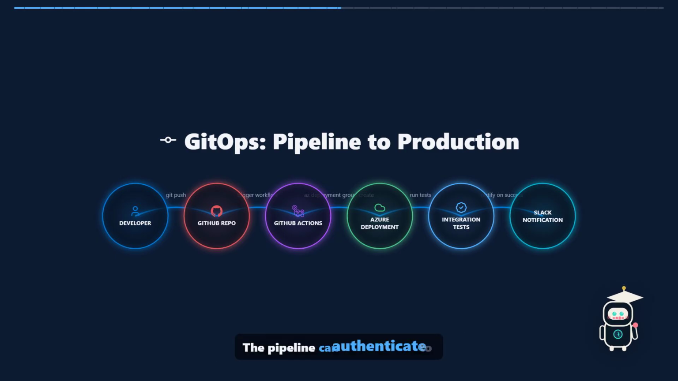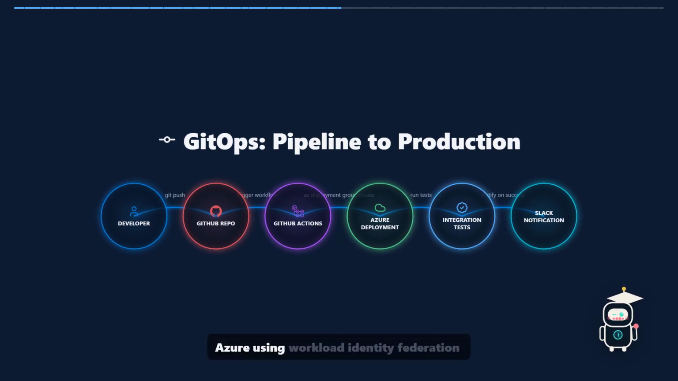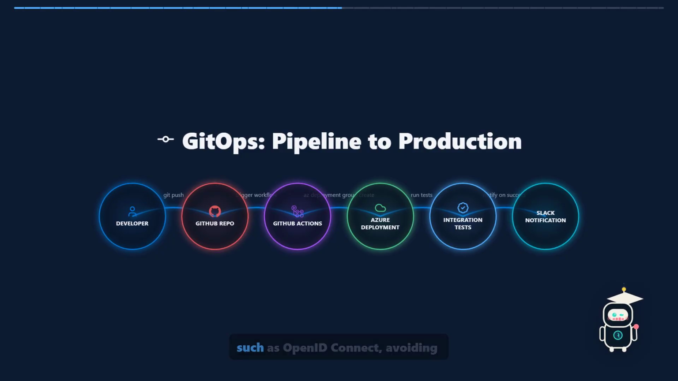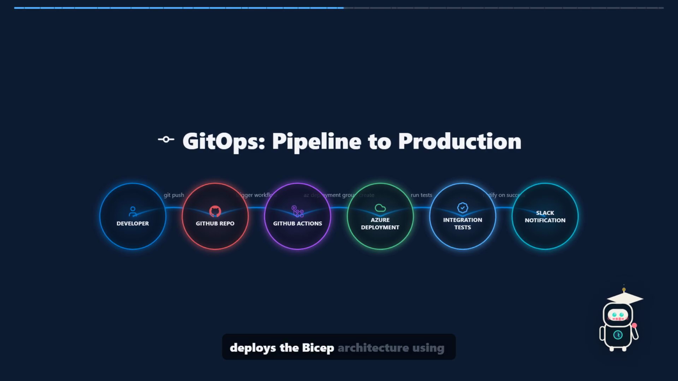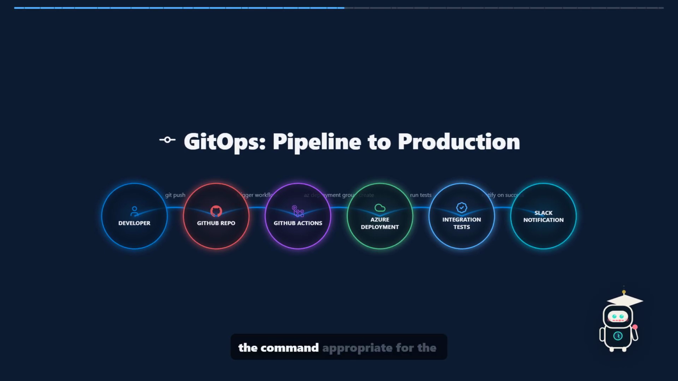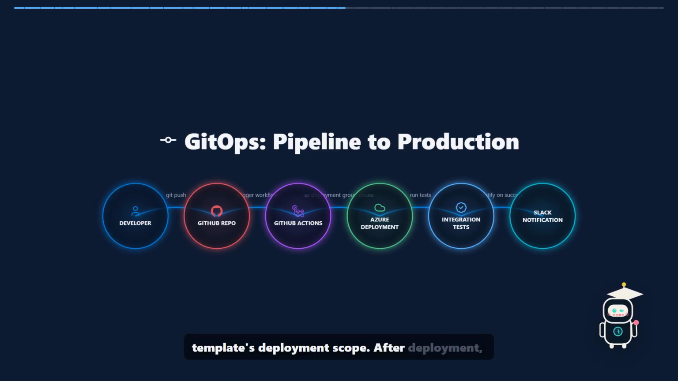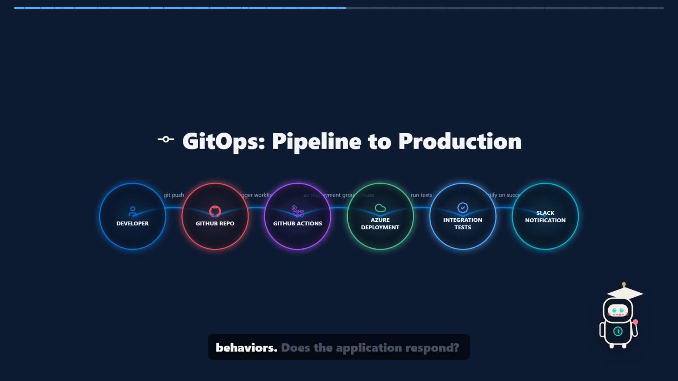The pipeline can authenticate to Azure using workload identity federation such as OpenID Connect, avoiding long-lived deployment secrets. Then it deploys the Bicep architecture using the command appropriate for the template's deployment scope. After deployment, automated tests can validate important behaviors.